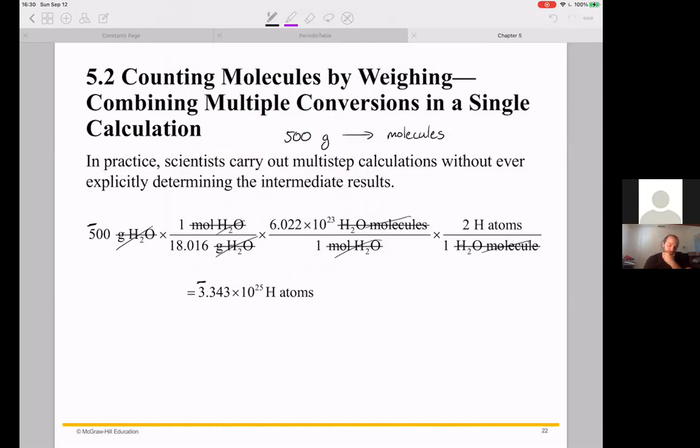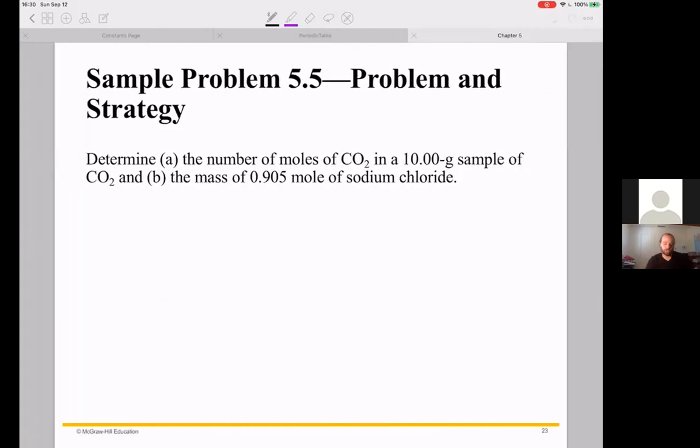Okay, let's do a few examples here and we can try to work on this doing it all in one shot thing. Okay, so first of all, how many moles of CO2 are in 10 grams of CO2? So the first thing I've got to do is figure out the molar mass of CO2.